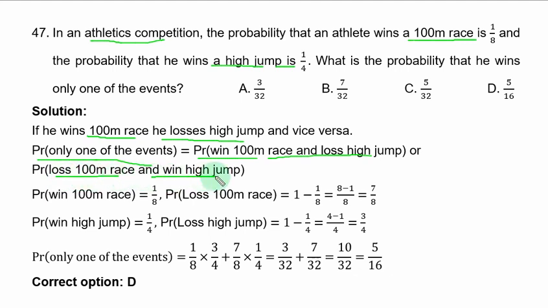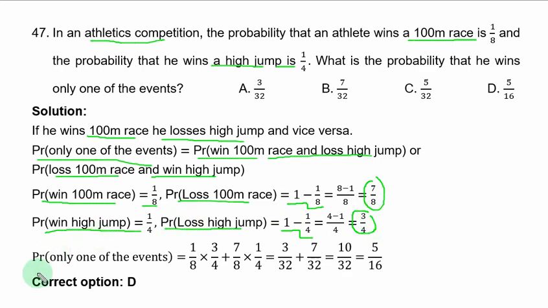From the question, probability that he wins 100-meter race is 1 over 8. Then he loses 100-meter race is 1 minus he wins. That simplifies to 7 over 8. That of winning high jump, a probability is 1 over 4. Therefore, probability that he loses high jump is 1 minus he wins high jump. That simplifies to 3 over 4.